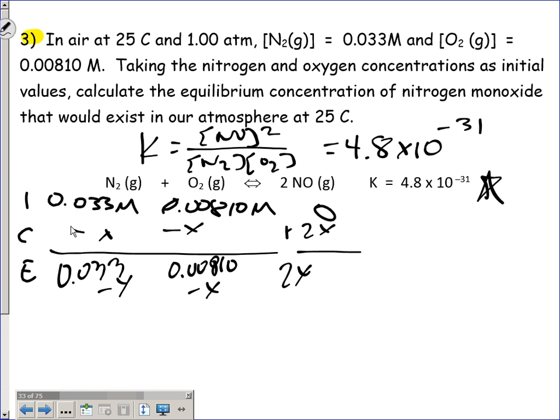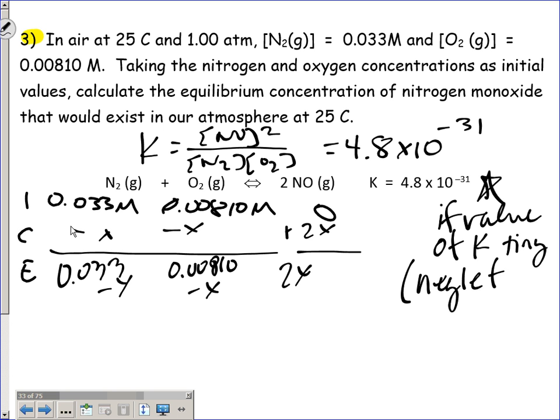So this is a point to note. I'm going to teach you how to neglect X. If the value of K is tiny, like 10 to the negative 31st, 10 to the negative 10th, 10 to the negative 8th, 10 to the negative 5th or 3rd maybe, it just depends on the relative concentrations. If it's really tiny, you can likely do something called neglect X. And we'll talk about that right now, okay? Because basically what would we have to do right now to solve for this X?